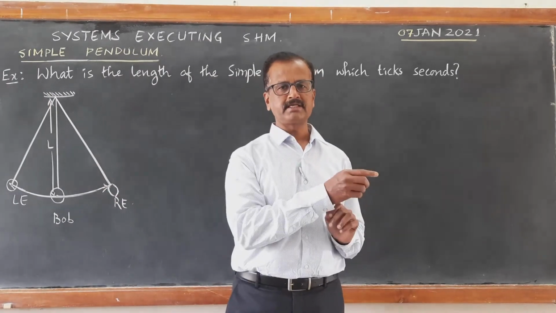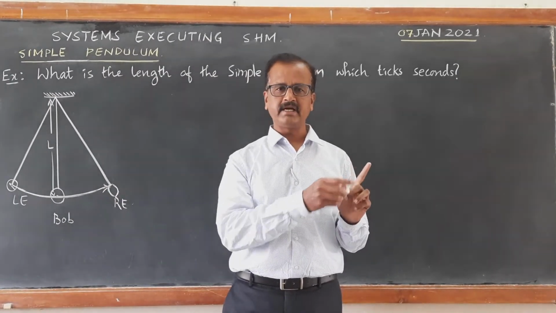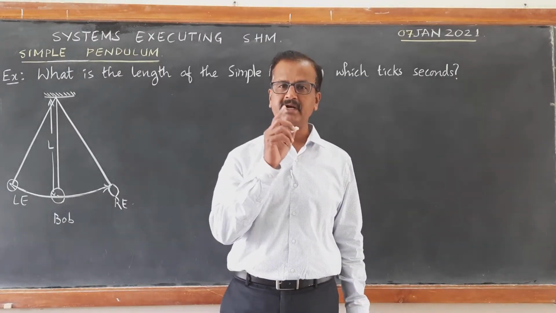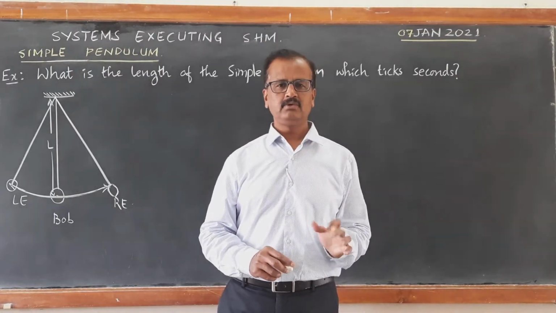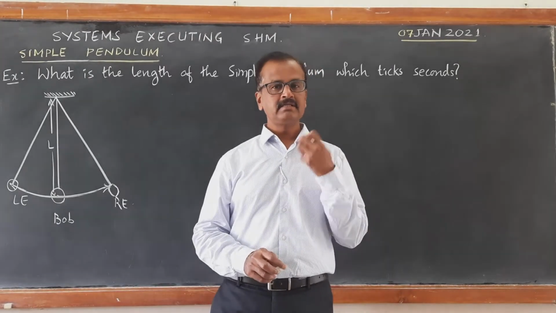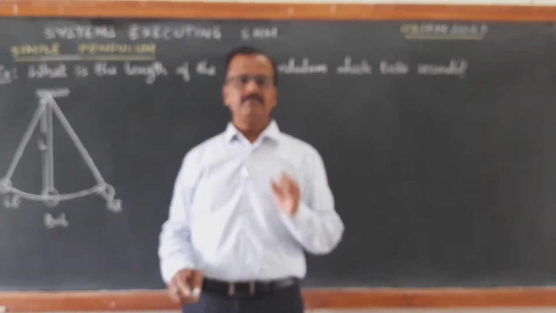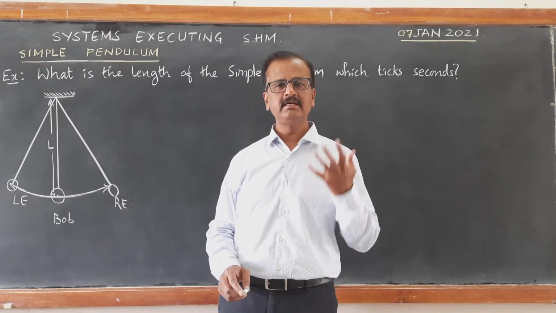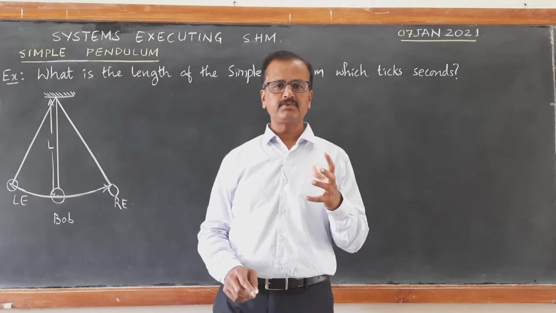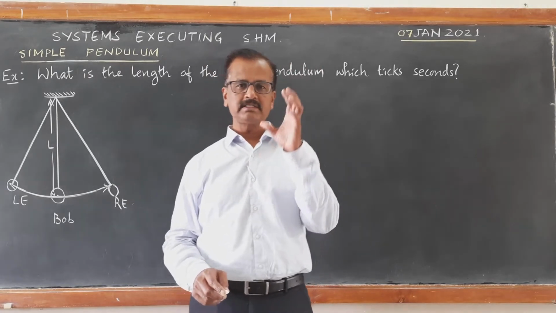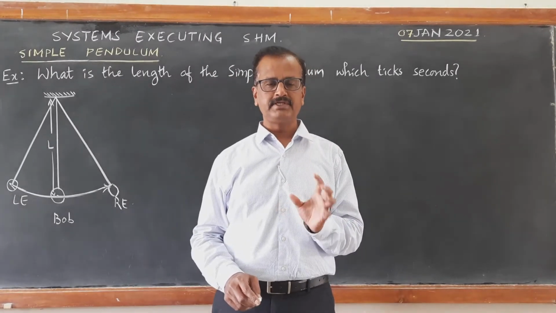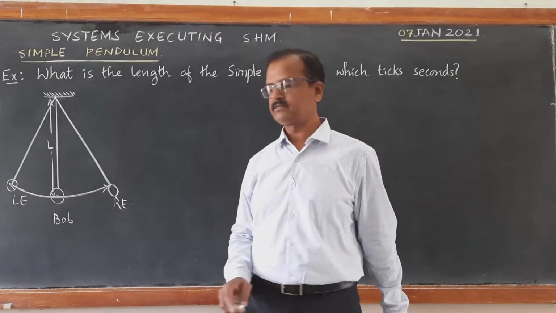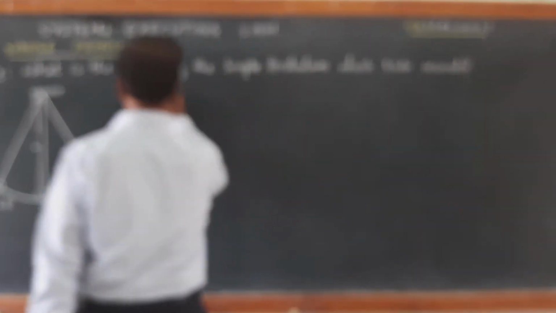When it goes from left extreme to right extreme, it takes 1 second. From right extreme to left extreme, it takes 1 second. So the total time period is 2 seconds. So if the total time period is 2 seconds, then what is the length of that pendulum? It is also done experimentally, which we will see later. Experimentally also we can find out the length of a pendulum for which the time period of oscillation is 2 seconds.